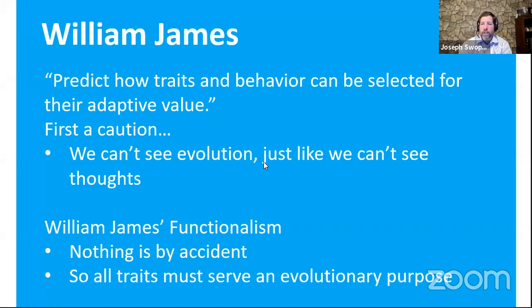So if you look at a cheetah skeleton, it's not by accident. It's designed to help the cheetah run very fast. If you look at a giraffe's neck, it's designed for a purpose. It's designed to reach the highest leaves. So nothing is by accident, according to this idea of evolution. So that means William James's idea of functionalism: all traits must serve an evolutionary purpose.